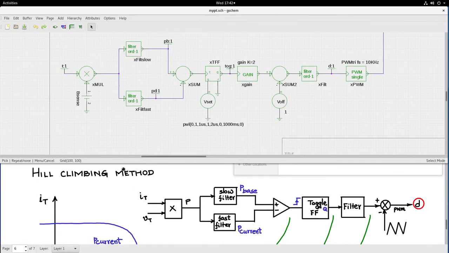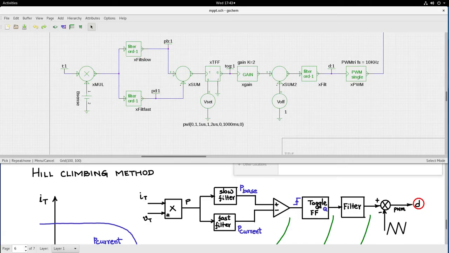Here at the bottom part of the screen we see the block diagram that we drew while discussing the hill climbing method, and on the top part of the screen I have the GEDA schematic editor in which I have included this set of block diagrams to generate the duty cycle for the buck boost converter which is interfacing the PV source.